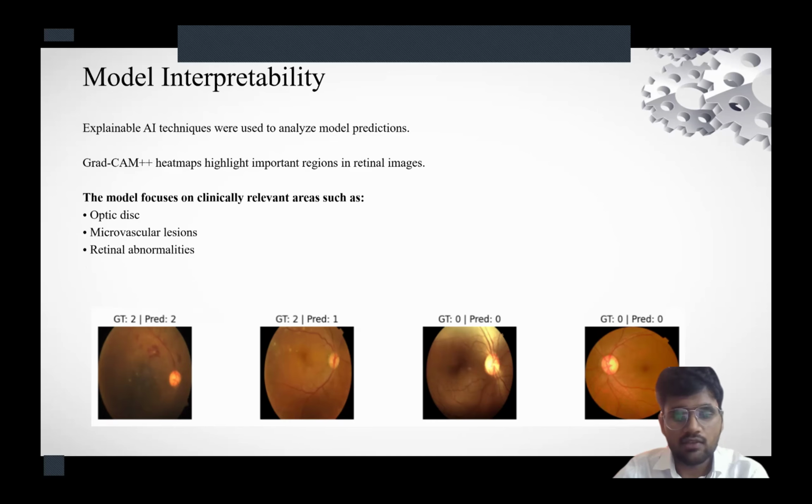Explainable AI techniques were used to analyze how the model makes predictions. GradCam heat maps highlight important regions in retinal images. These visualizations show that the model focuses on clinically relevant areas such as retinal lesions and abnormal blood vessels. This improves transparency and helps build trust in AI-based medical systems.